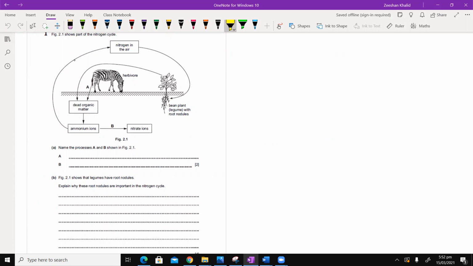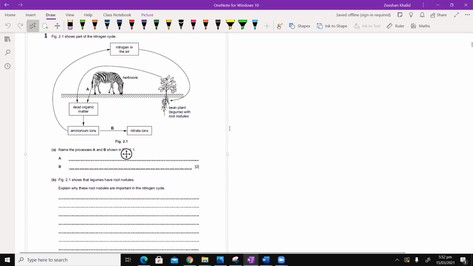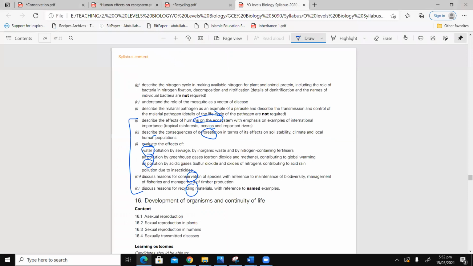Okay, so Figure 2.1 shows, okay, just give me a second. Okay, challenging. Figure 2.1 shows part of the nitrogen cycle. Okay, अब आप देख रहे हैं कि they are. Let's go through this diagram. Wait, let me close my one and open it again.